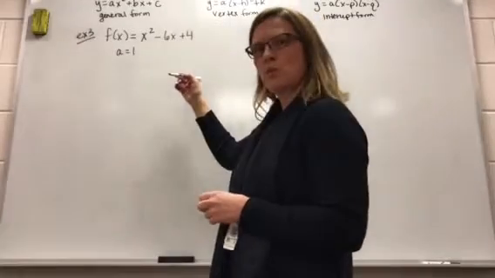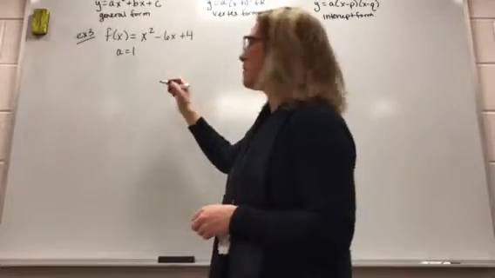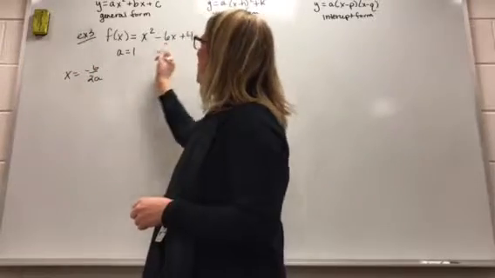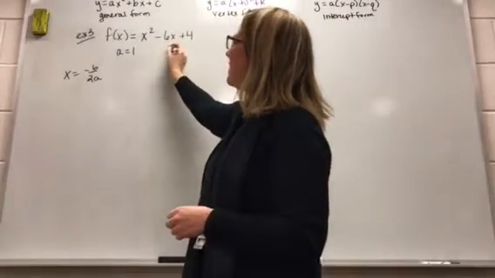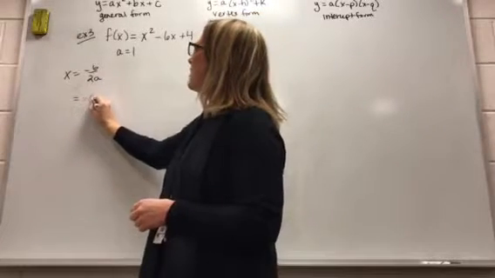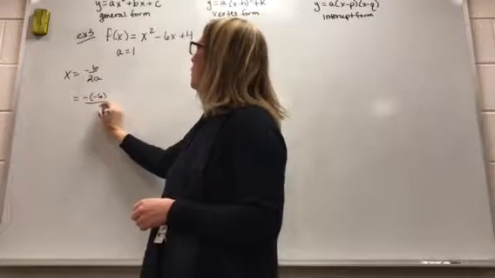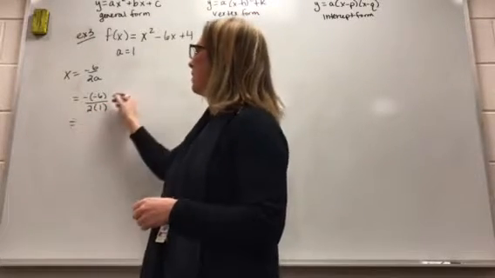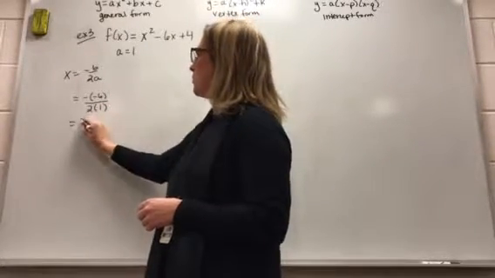So I have two choices. One choice is I could find the vertex using x equals negative b over 2a. So in this case, my b value is negative 6. So I would do the opposite of negative 6 over 2 times my a value, which is 1. So this becomes positive 6 over 2, which is 3.